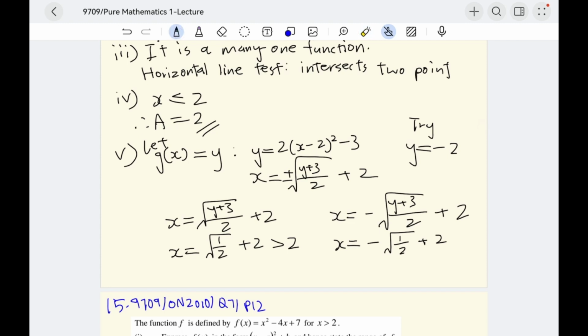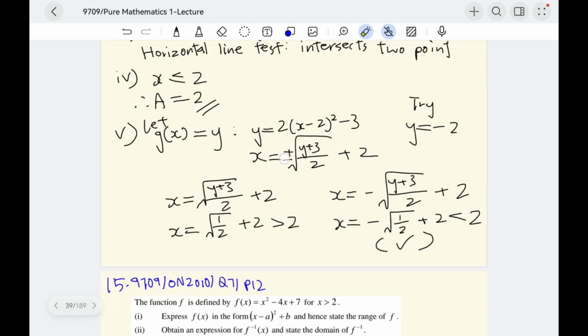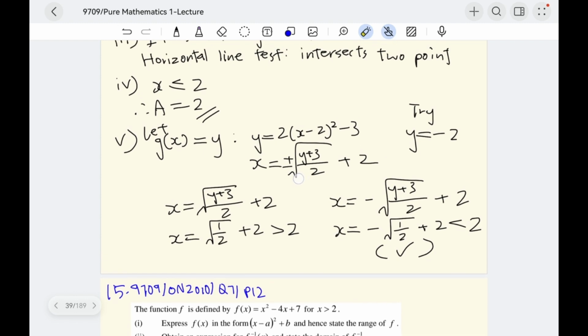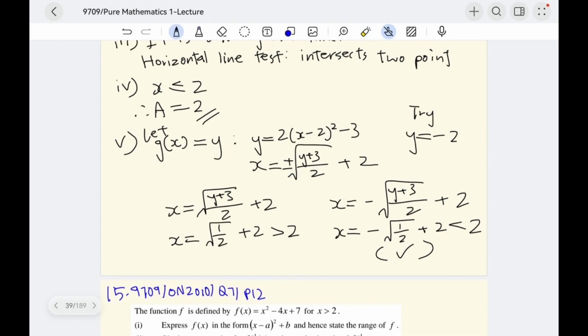Meanwhile, you will see over here, when 2 minus this must be greater than 1. So that means this is less than 2. Therefore, for the negative side, it is accepted, because its range lies in the domain of the g(x). This is what I am trying to explain.